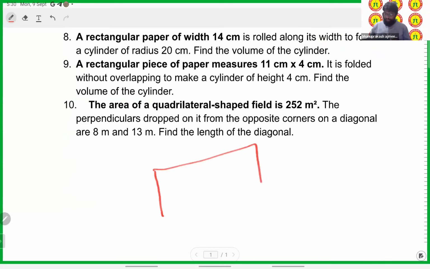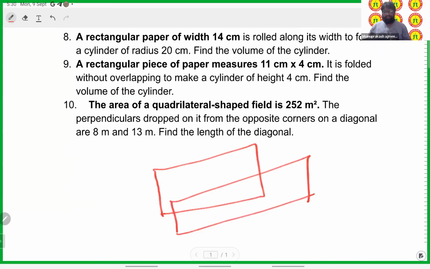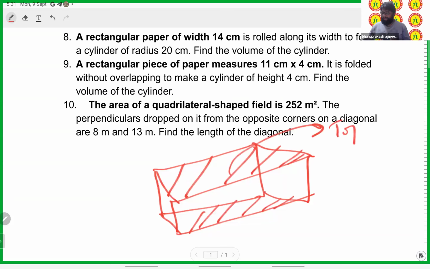If this is a cuboid, we also discussed a problem where base and top are covered, and the rest of the faces are not covered, and we calculated the total paint required to cover base and top. There I explained what exactly the base is. This is the top and this is the base. Volume is equal to length into breadth into height.